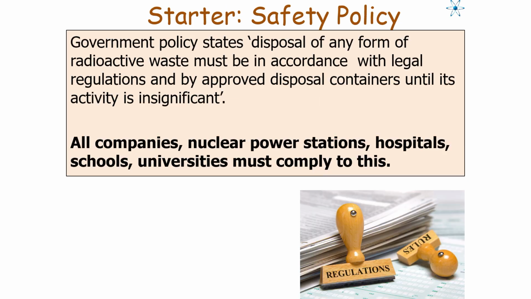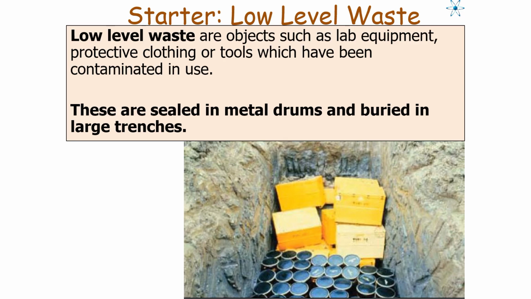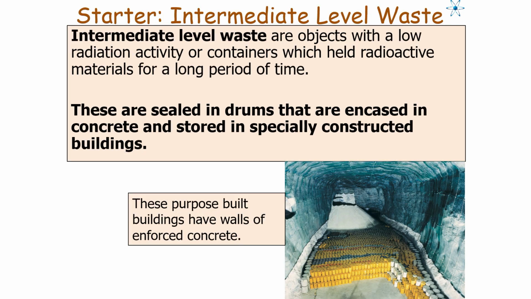Now it's important to note that in the UK the government policy states that the disposal of any form of radioactive waste must be in accordance with legal regulations and by approved disposal containers until its activity is insignificant, the same as the background. So all companies, all universities, all schools, all hospitals, all nuclear power stations must comply with this. But how do we dispose of each type of radioactive waste? Well, with low-level radioactive waste, which is objects such as lab equipment, protective clothing, or tools which have been contaminated in use, they're sealed in metal drums and buried in large trenches.